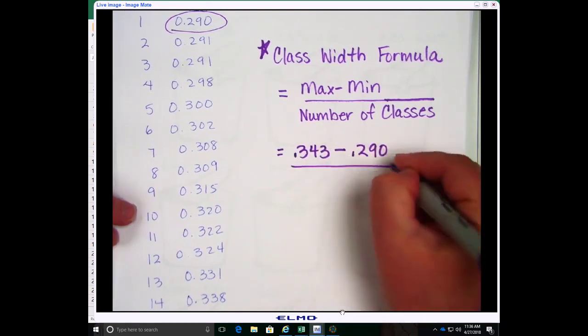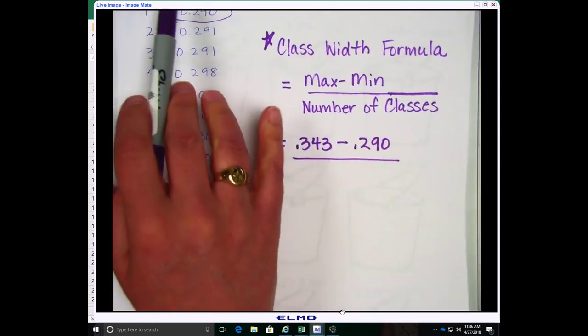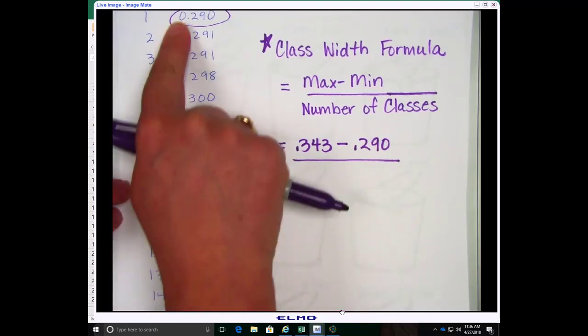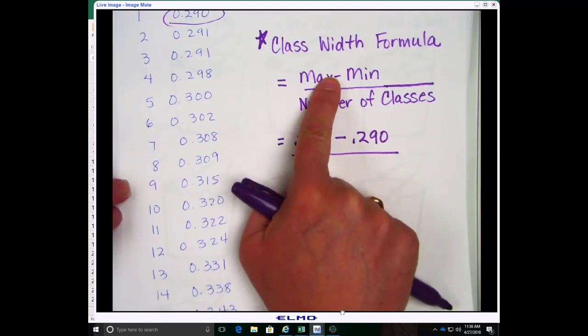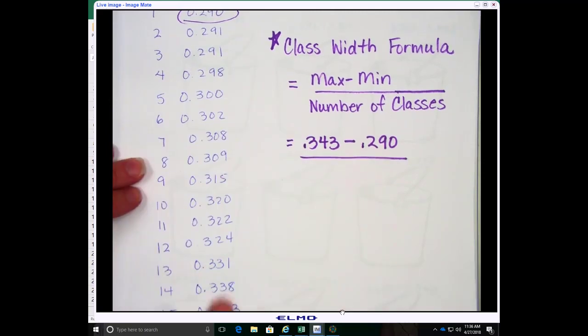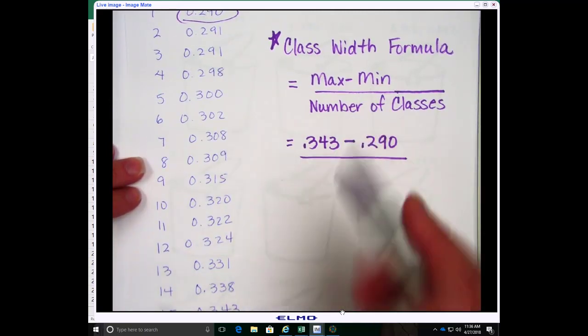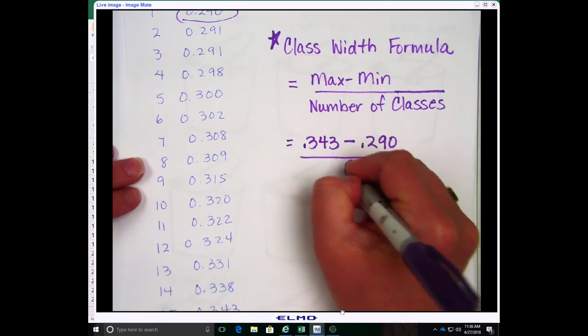Now make sure your data is in order if you're just taking the first and the last. Otherwise your max value could be right here in the middle. So look for your largest value. That's what we mean by max. Look for your smallest value. That's what we mean by min. And then the number of classes. I'm a big fan of 8.